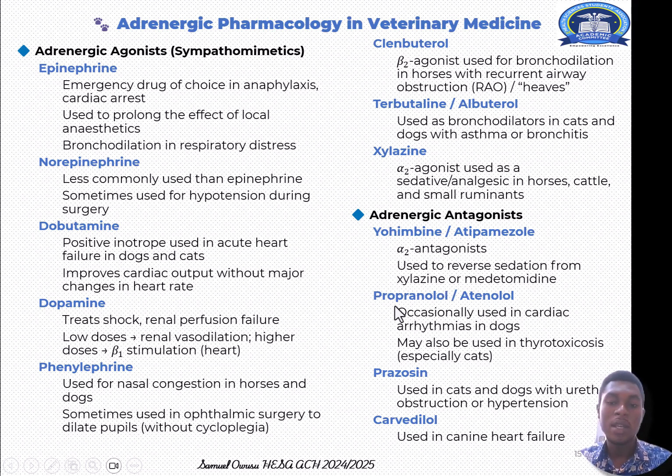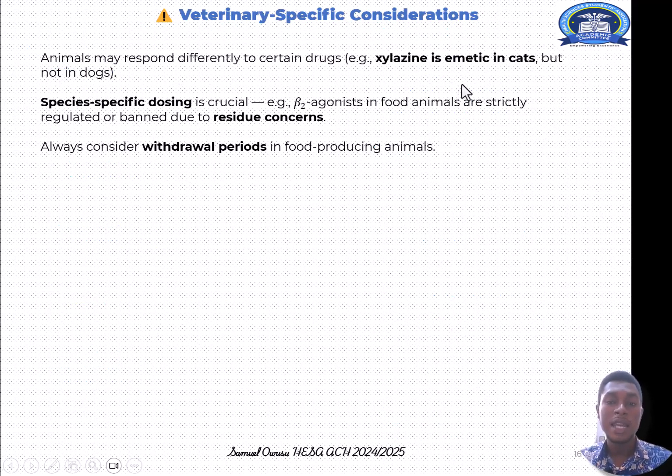Xylazine. Okay. Then there's propranolol, atenolol, which is used in the management of cardiac arrhythmias in dogs, and can also be used in thyrotoxicosis. That's when you have high levels of thyroid hormones, especially in cats. Then we have prazosin, which is an alpha blocker, used in cats and dogs with what? Urethral obstruction or what? Hypertension. Then we have carvedilol, which is used in what? Canine heart failure. So xylazine, like I said, is emetic in cats but not in dogs.